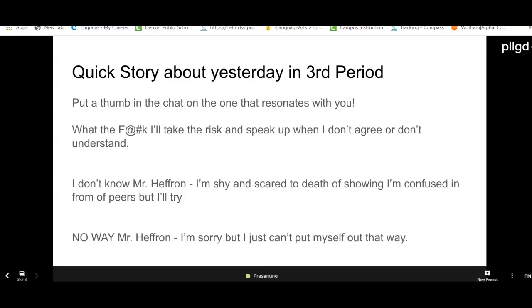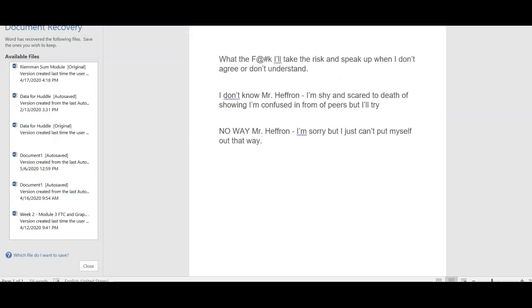And so I'm going to just put something in the chat. It's going to be just what you see on this slide, but I want you to put a thumb next to the thing that resonates with you the most. So I'm going to put these 3 things in the chat, and you're going to put a thumb next to one of them. That's the first one. Here comes the second one.